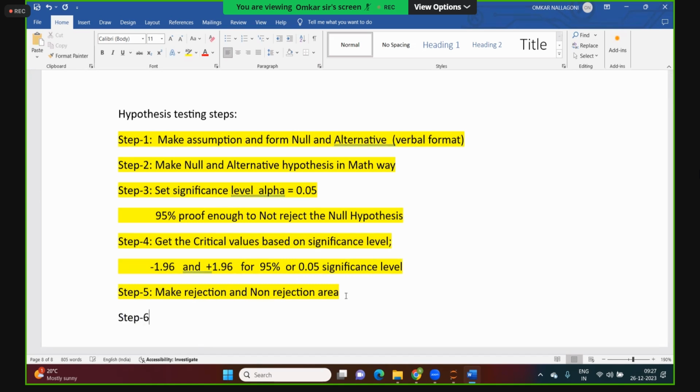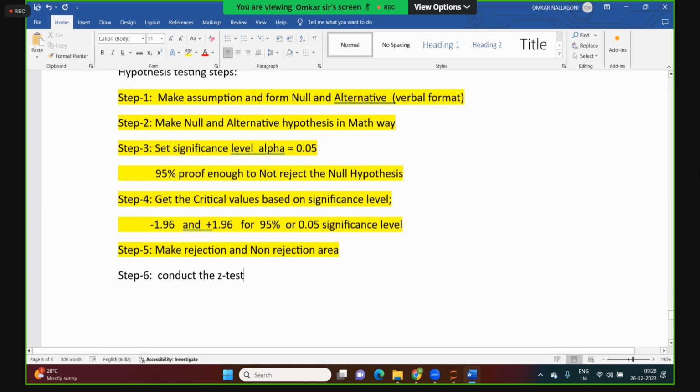Step 6: now you need to conduct the Z test, right? What is the Z test formula? S bar minus mu bar divided by standard error. That is correct, good.